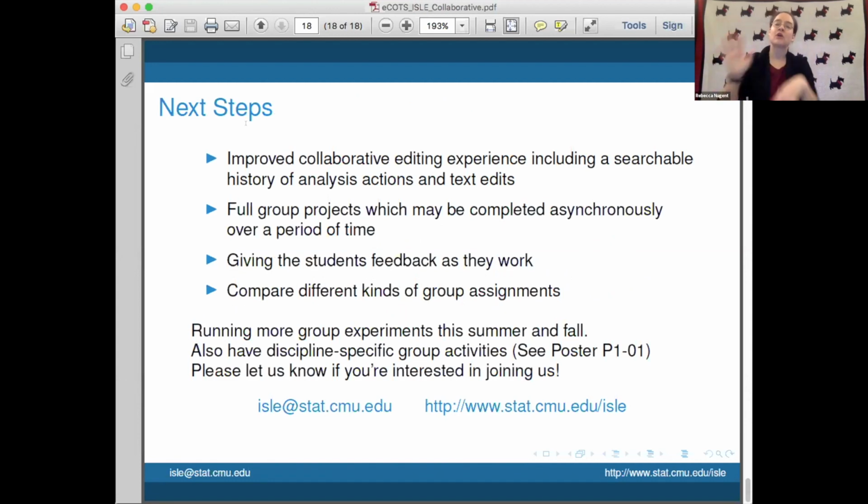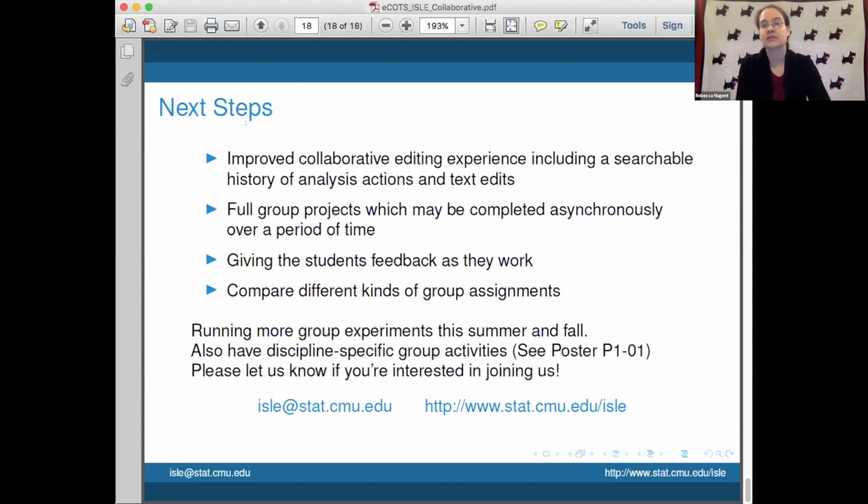So after our big transition to remote learning, what we're doing next is improving the collaborative editing experience, allowing it to be a little bit more searchable. Instructors can see all of this. They can see all of the actions and all of the changes students are making. You can do this synchronously or asynchronously. Either is fine. We want to be able to give students feedback while they're working automatically.